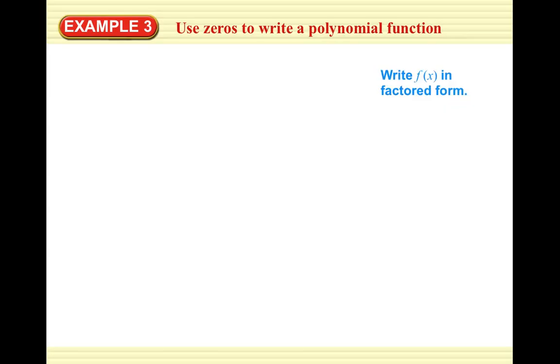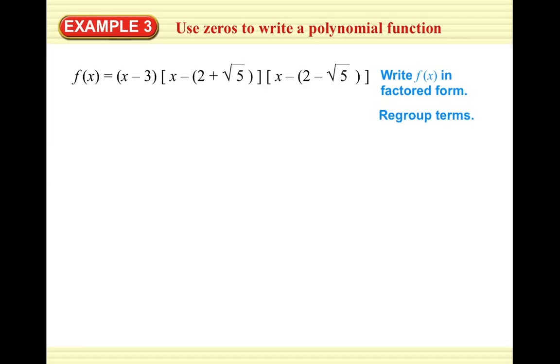Okay, so write the function in factored form. So we listed out all the possible factors, x minus 3, x minus 2 plus square root of 5, and x minus 2 minus the square root of 5. Then we are going to regroup the terms. So we have x minus 3 times, and notice this time we put the parentheses around x minus 2 minus square root of 5 and x minus 2 plus square root of 5. So we're going to get that square root of 5 back.